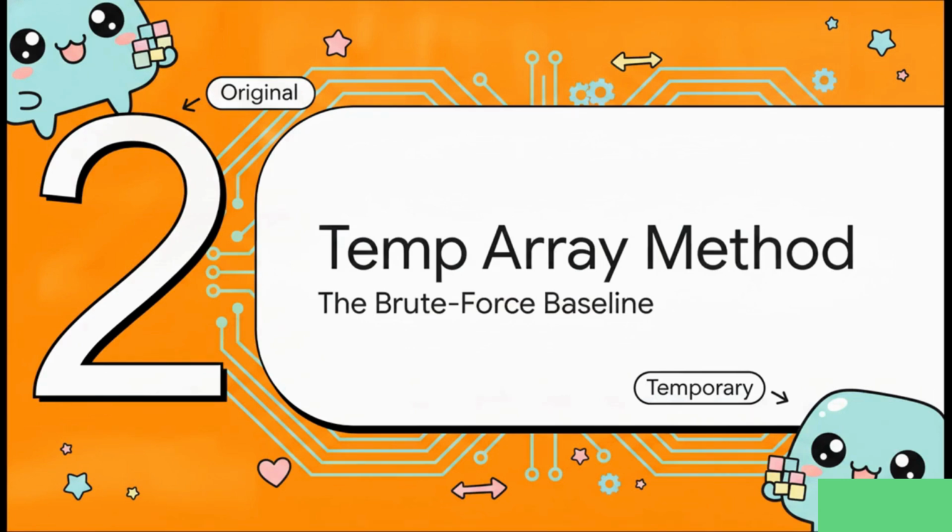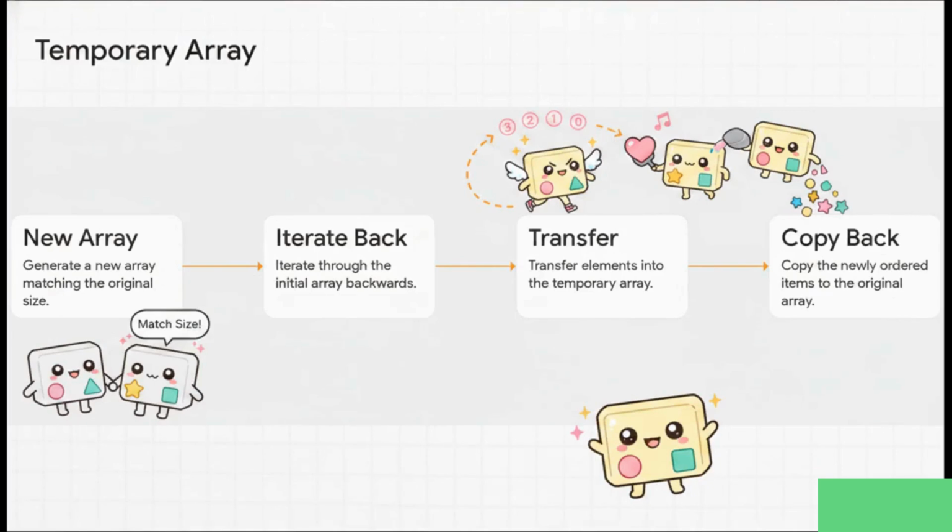Moving to Section 2, the temporary array method. This is basically our brute force baseline. So, this is often the very first solution developers reach for, and the steps here are highly intuitive. First up, you generate a brand new temporary array that perfectly matches the length of your original one. Second, you set up a loop to iterate through the initial array backwards, so starting from the last index and counting down to 0. Third, you transfer those elements into the front of that temporary array. And finally, you copy the newly ordered items from the temporary array all the way back into the original one.